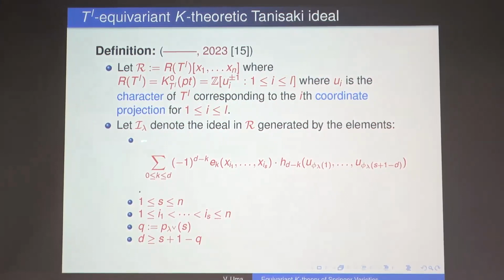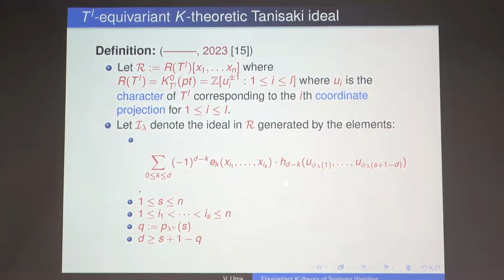And we define an ideal which is very similar to the ideal given by Abe and Horiguchi. So this ideal is generated by the elements again (-1)^(d-k) e_k(x_{i1}, ..., x_{is}) and then h_{d-k}, the same elements, but where s varies from 1 to n, and these are some tuples between 1 to n, and this q again denotes p_lambda-check(s), which we have already defined. This number we have defined, and d is bigger than or equal to s plus 1 minus q.